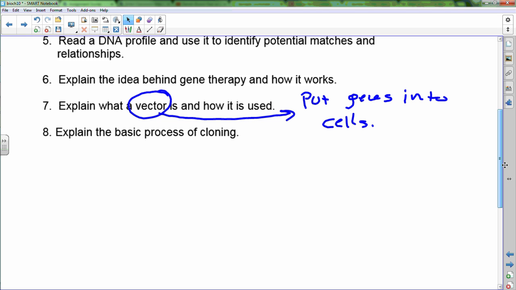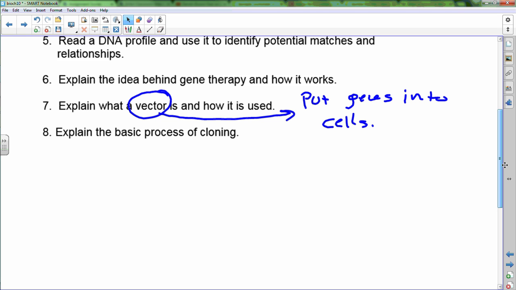What would be a drawback, a con, for using a virus as a vector? Some of them aren't specific, that's true. You have to keep getting injections. Depending on what type of virus it was, whether it was a retrovirus or not, you may have to get repeated treatments.